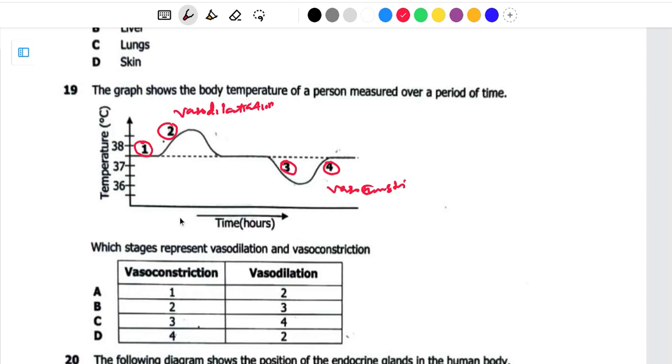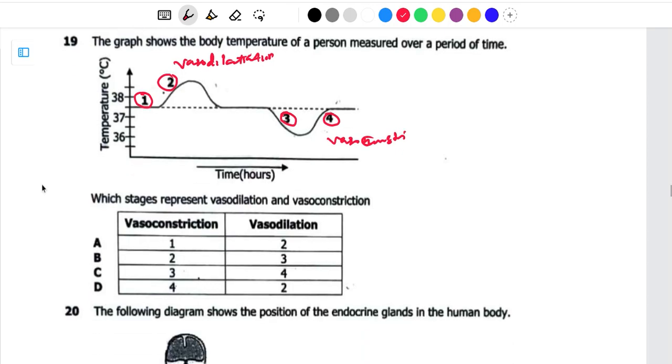In this case, the question is asking which stages represent vasodilation and vasoconstriction. Vasoconstriction is happening at 3 and 4, so it can be 3 or it can be 4. Then vasodilation is happening at 1 and 2. So we have 2 here. So the answer is going to be D.